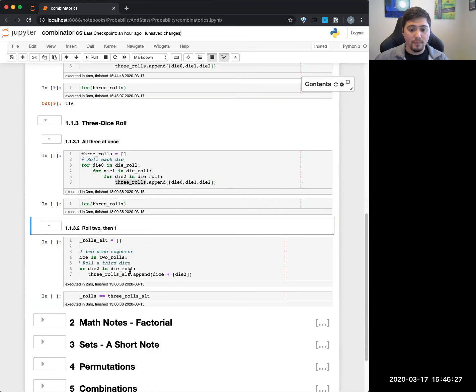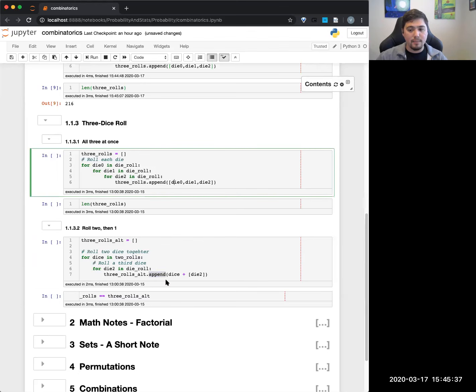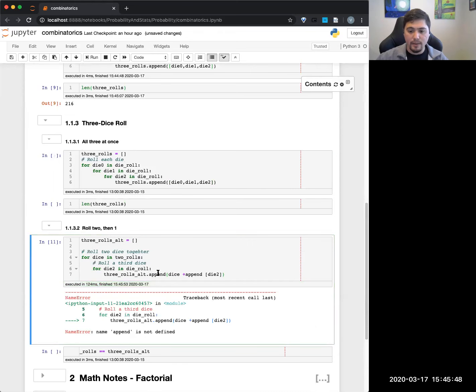So another way we could have done this is saying, oh, for every 2 rolls, we roll 2 dice and then roll a 3rd die. That would also work too. It should be the same thing. I just wrote it like this. So this would also, oops. Oh, dot append. Oops, I have a typo. There we go.